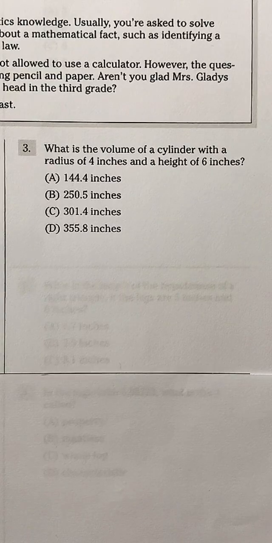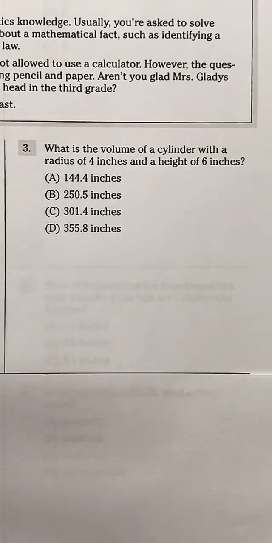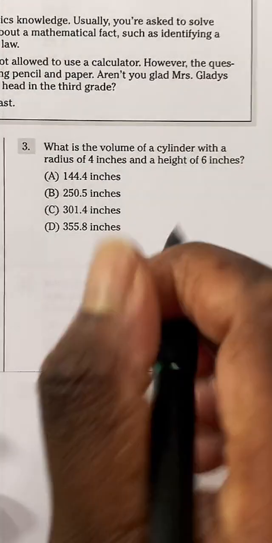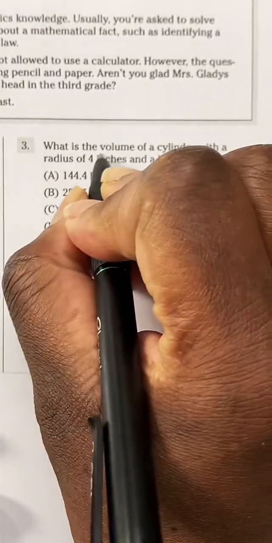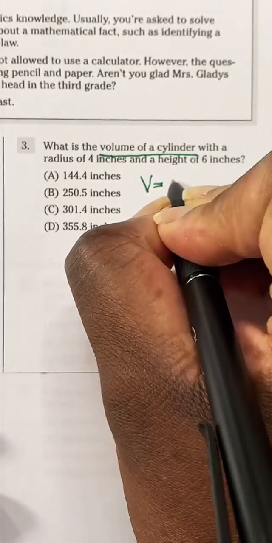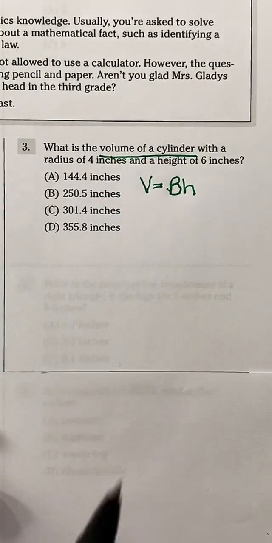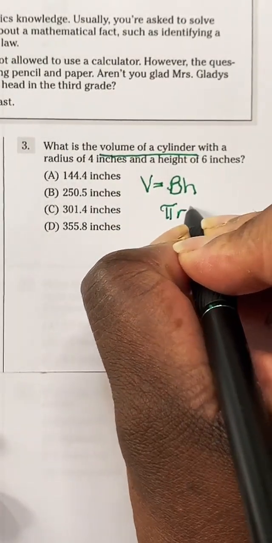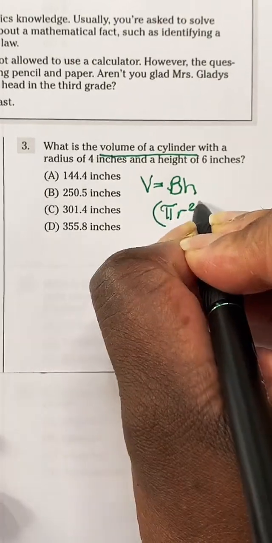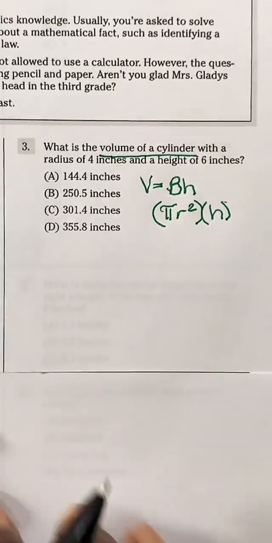So here we go. All right, so I'm seeing a mixture of A's and B's and C's. All right, let's take a moment. So first off, the formula for volume of a cylinder is basically the area of your base times your height. Now, the area of your base is pi r squared. Okay, that's the area of a circle. And we're going to multiply that by the height.